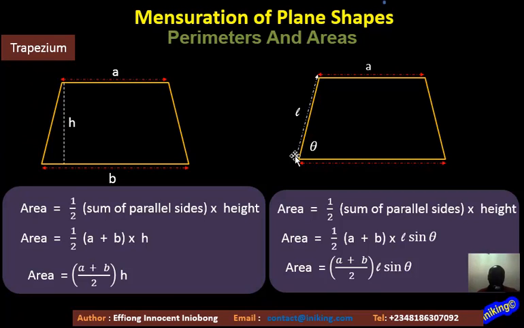So both formulas are there on the board. Area is A plus B divided by 2, that's half the sum of the parallel sides times the height. The right side formula represents the height as L sine theta. Now with these two expressions, we can handle any problem that has to do with trapezium. So let's set out.